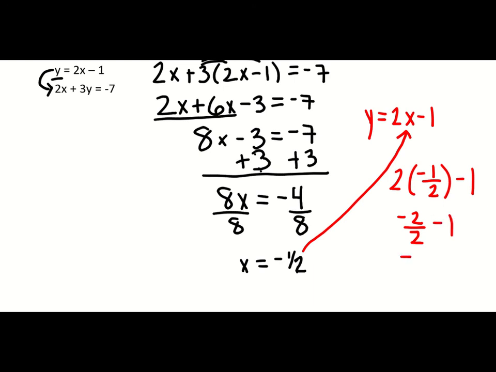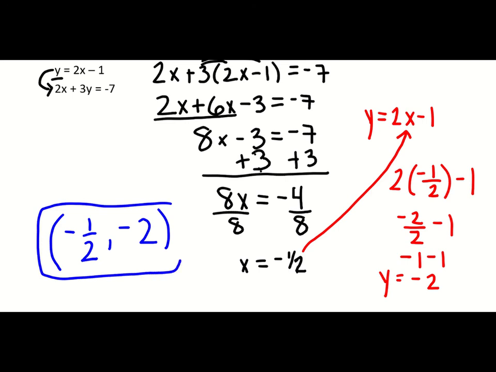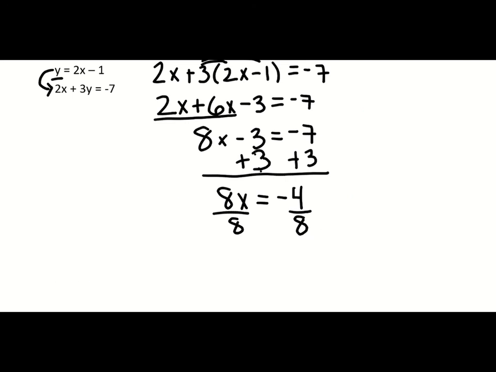Negative 2 over 2 is negative 1. Minus 1 tells me this is negative 2. And we were solving this for y. So y is negative 2. X is negative 1/2. So if we put this all together as a point, we're at negative 1/2, negative 2. That is where these two lines would be intersecting on a graph.